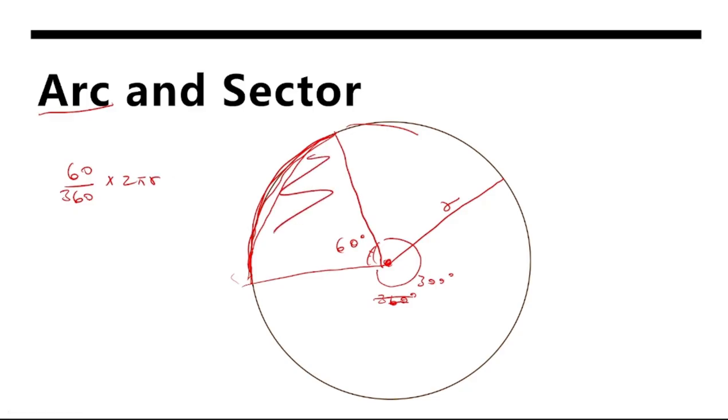The same logic works with a sector. If we want to know the area of this sector with an angle of 60 degrees, we'll just have 60 over 360 times pi r squared. So if the angle here is theta, we'll have theta over 360 times whatever it is asking for. If it's an arc, we'll have 2 pi r. If it's a sector, we'll have pi r squared. Just see it as a fraction.